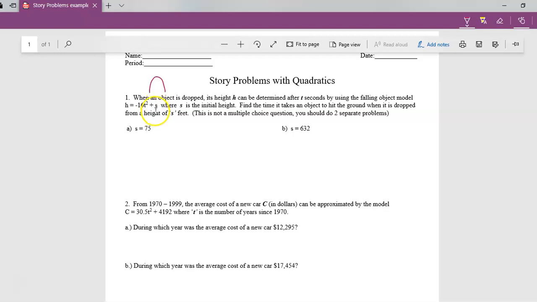These examples that I'm doing are actually exactly like the ones on your assignment. We're just going to be using different numbers. So if you follow this video, you should be fine to do the ones on the assignment.